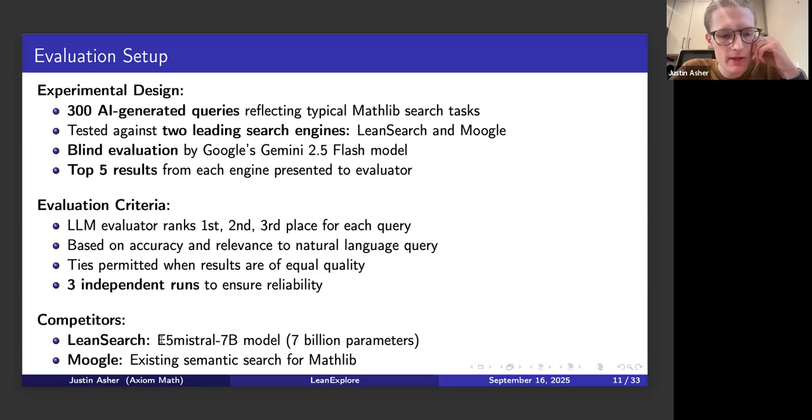The competitors were LeanSearch, which uses a 7 billion parameter E5 Mistral model, and Moogle, which is a semantic search engine for Lean. I don't know what type of model they're using, and I think it's a little bit older than LeanSearch, so I think it's a little bit outdated now.